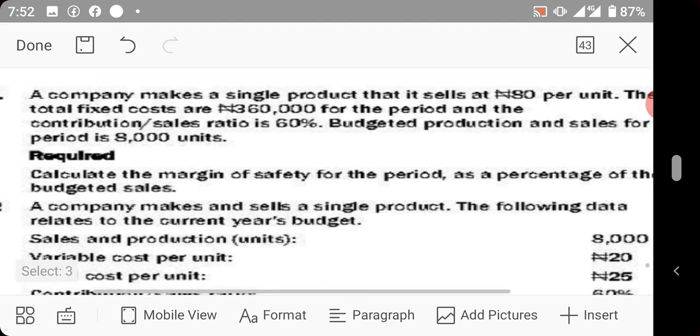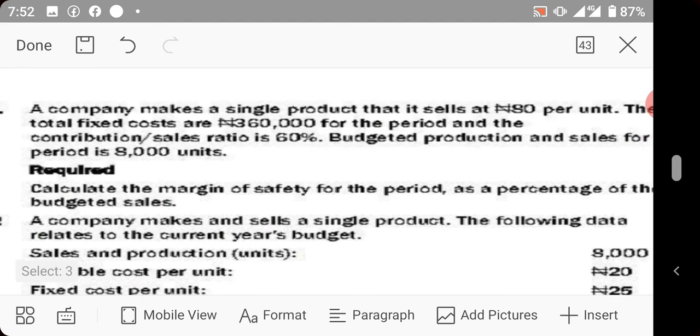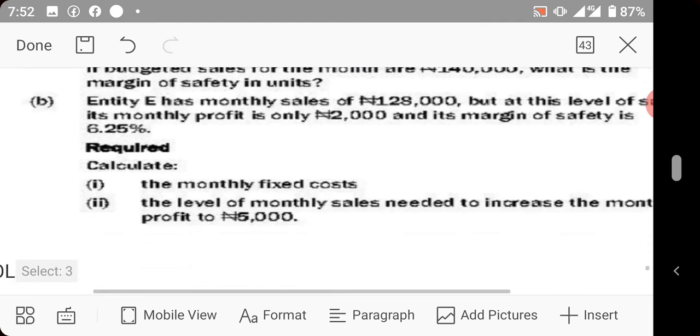Now listen, they give you fixed cost, they gave you sales price, they gave you contribution sales ratio, they gave you budgeted sales, but they did not give you variable cost and contribution per unit. And you are asked to calculate margin of safety. What is margin of safety? In formula, it is budgeted sales minus what? Break-even sales. So you need to find your break-even sales. And to find your break-even sales, we come under here.